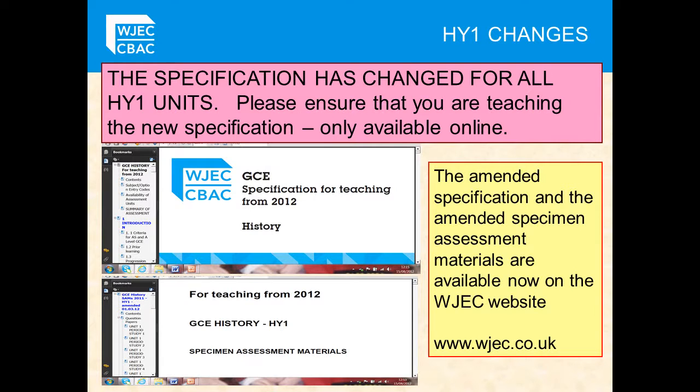The specification is available online at the WJEC website, that is wjec.co.uk. Also available on the website are the SAMs, the Specimen Assessment Materials, for all the HY1 topics. It is worthwhile to look at these, if only to see the greater variety of stems that may be used in the examination, and gain a feel for the structure of the questions that may be set.